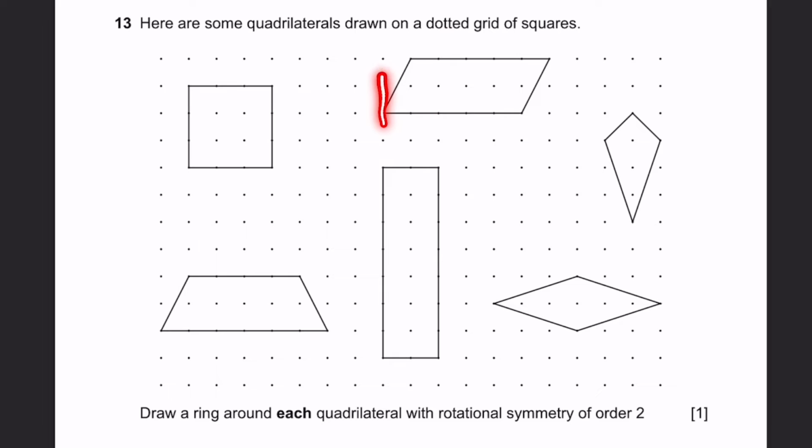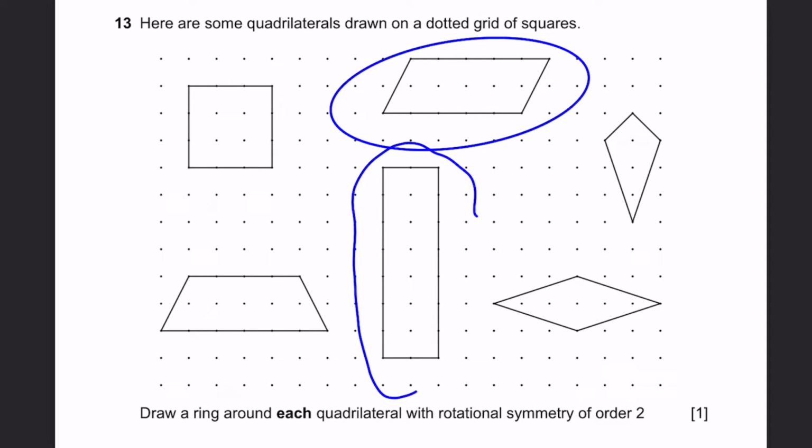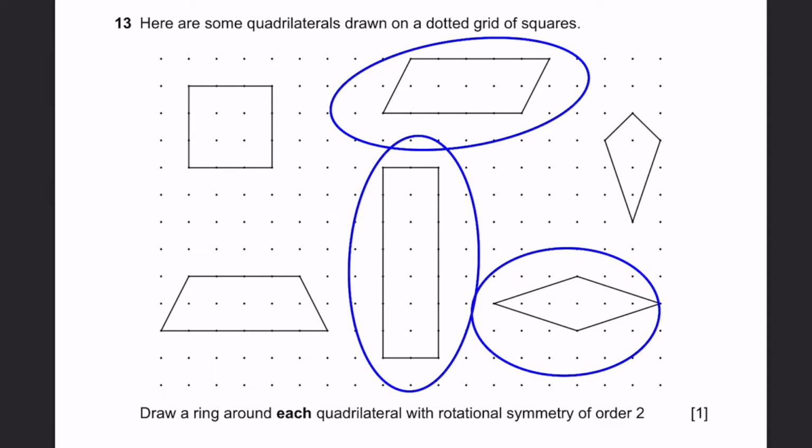You have to rotate this 180 degrees to make the parallelogram look the same again. So you have to rotate it twice to bring it back to its original orientation. That means rotational symmetry of order 2. And similarly, we can see the rectangle also shares the same property as the parallelogram, and so does the rhombus.